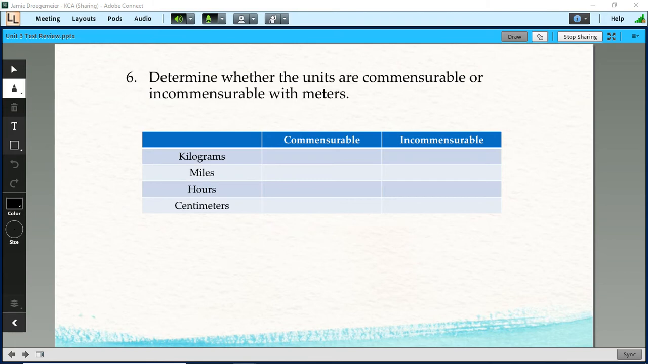So in our examples here, meters is distance, kilograms is going to be measuring a weight. And so that's going to be an incommensurable measure. Miles, that is a distance, and so that would be commensurable with meters. We could convert between meters and miles. Hours is measuring time. That's going to be different than distance, so that's incommensurable. And then centimeters is another measure of distance. That would be a commensurable measure.